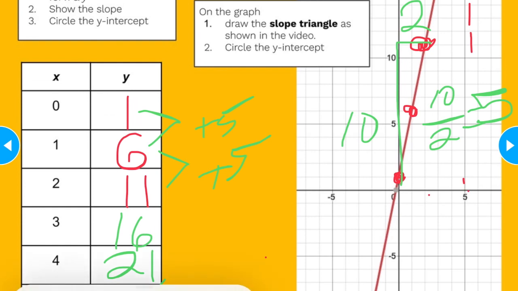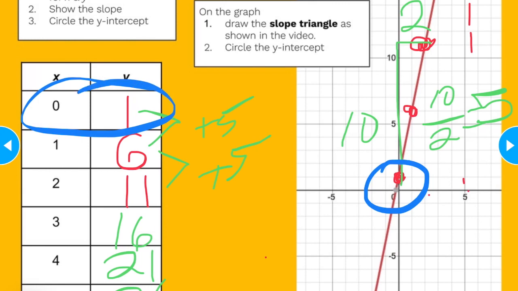Now let's look at the y-intercept. In this situation, the line crossed the y-axis at positive 1, and here in our table we have positive 1. So the y-intercept is positive 1. The slope of our line is positive 5. Now the slope doesn't always have to be a whole number. In fact, it's mostly written as a fraction, 5 over 1. But we're simplifying in this case.